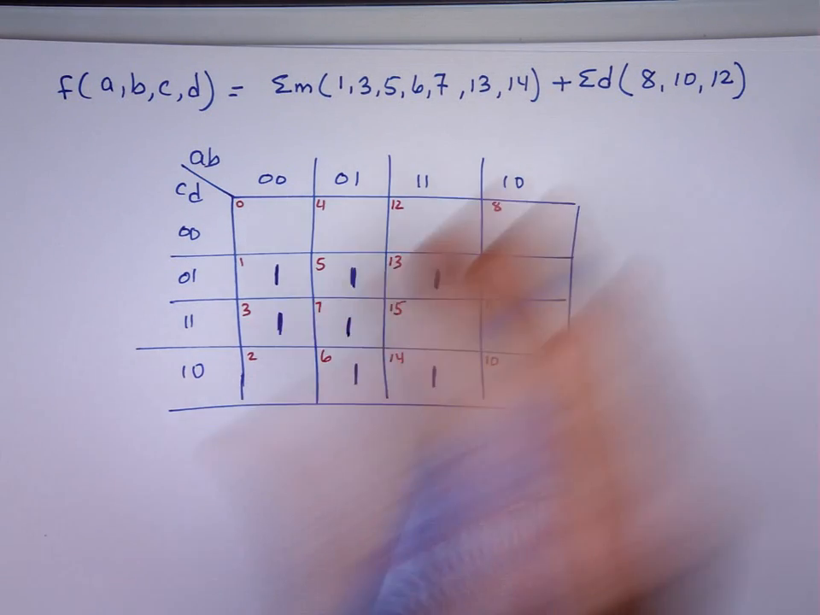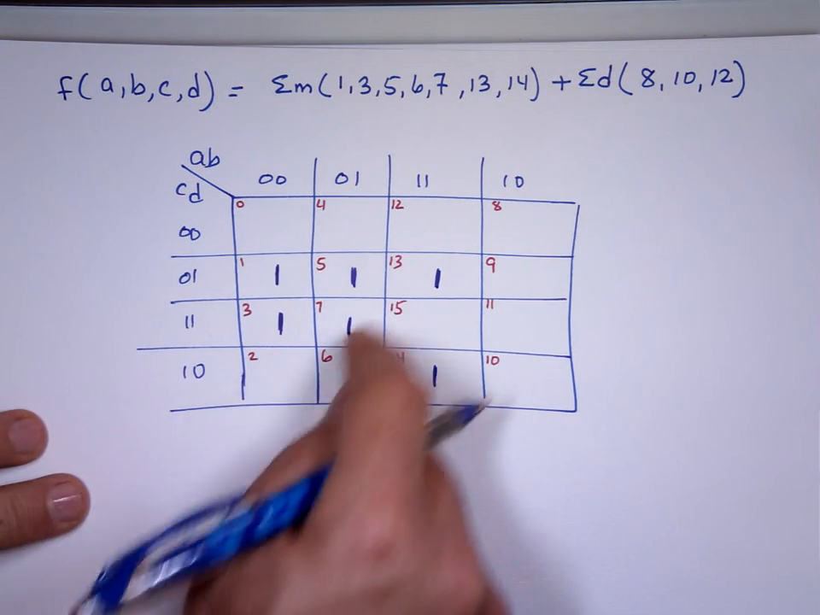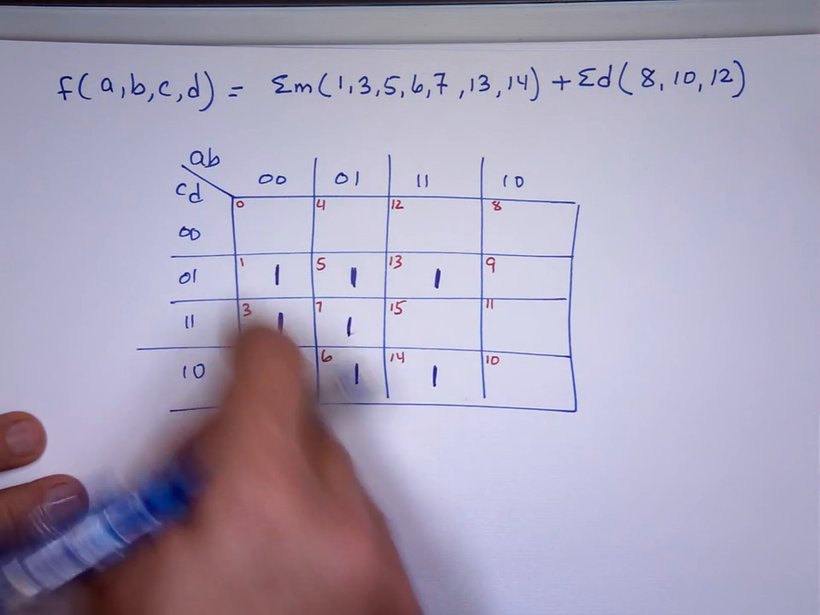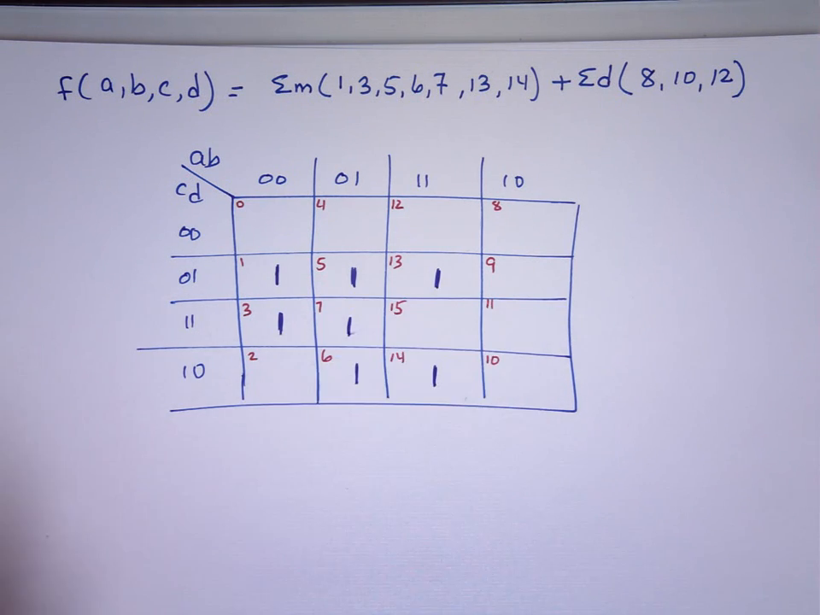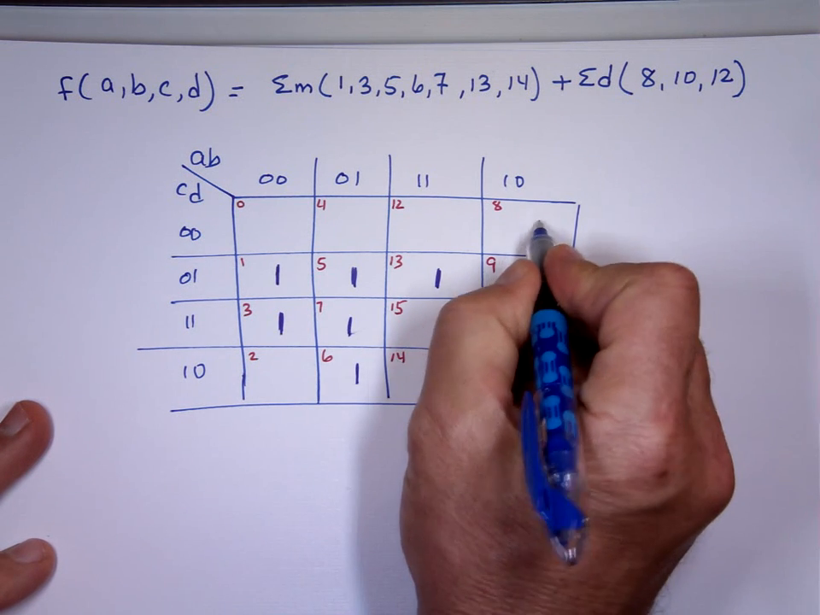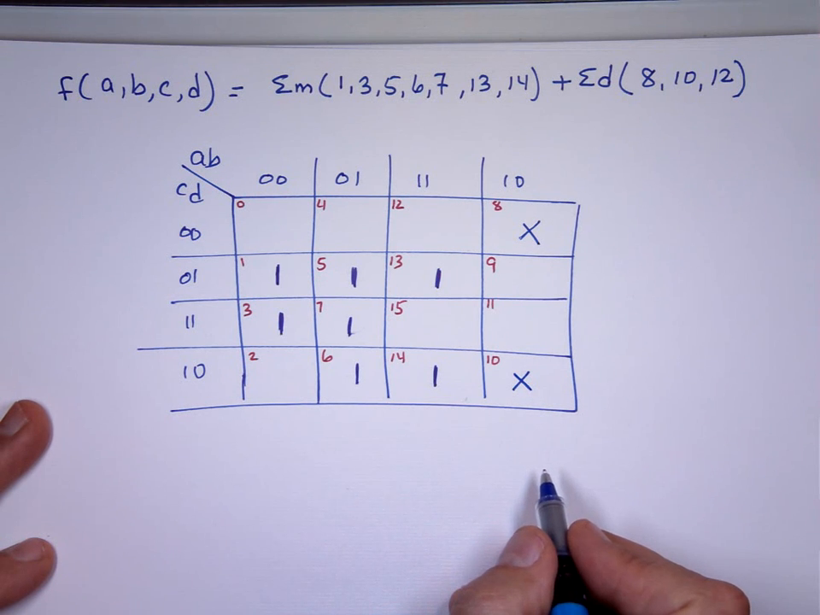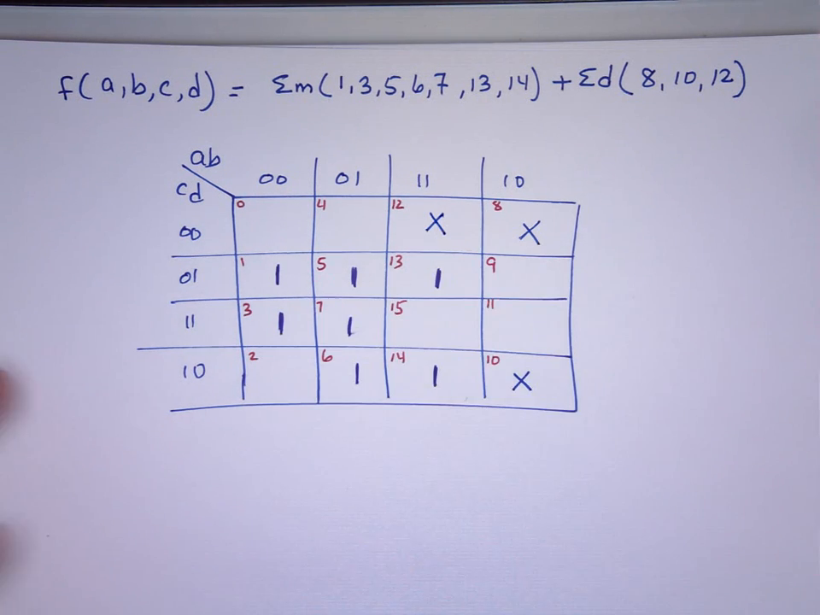So right now, if I don't have the don't care, I'll take the group of 4 here. I'll take these 2 and these 2. Group of 4, group of 2, group of 2. Well, let's see what the don't care is going to do for me. I got the don't care at 8. Where's the 8? Right here. At 10. And 12. Where's the 12? The rest of them are zeros.